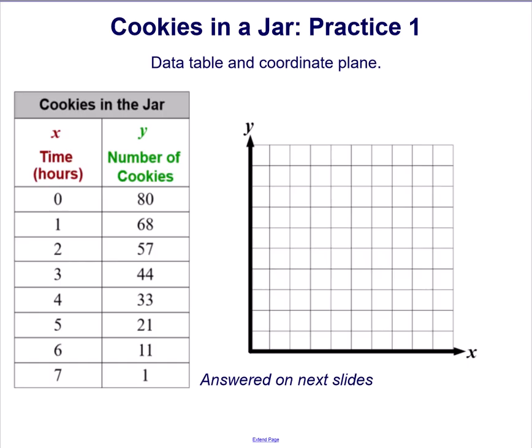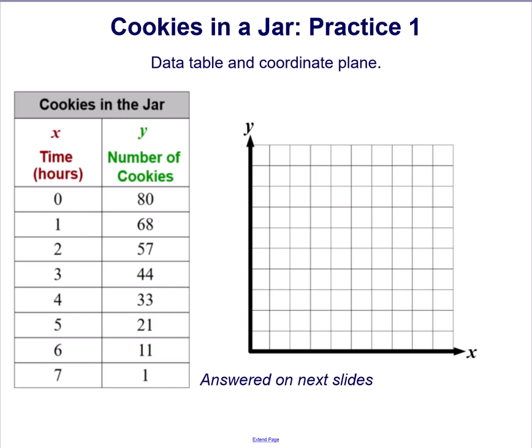So here we have the data. On the x-axis, we have time, and time goes from 0 to 7, as we see here. And then on the y-axis, we have the number of cookies, starting at 80, and then each hour it declines till finally at the end of the day, we're left with 1.